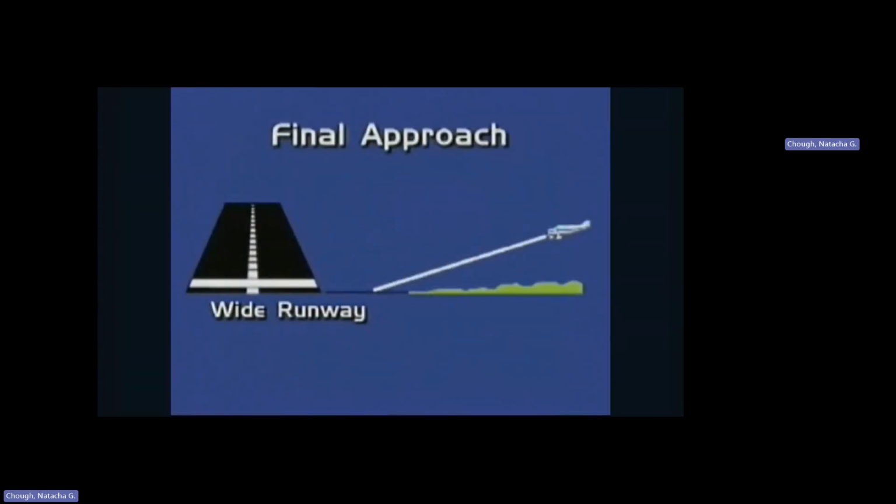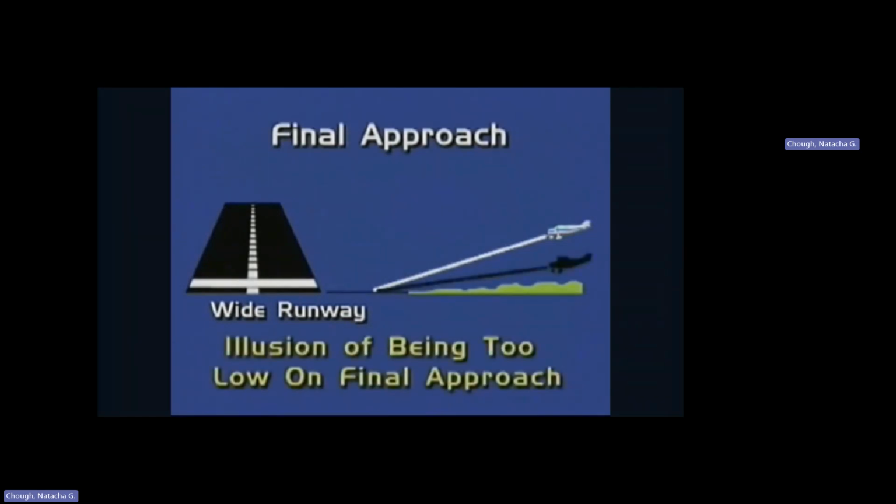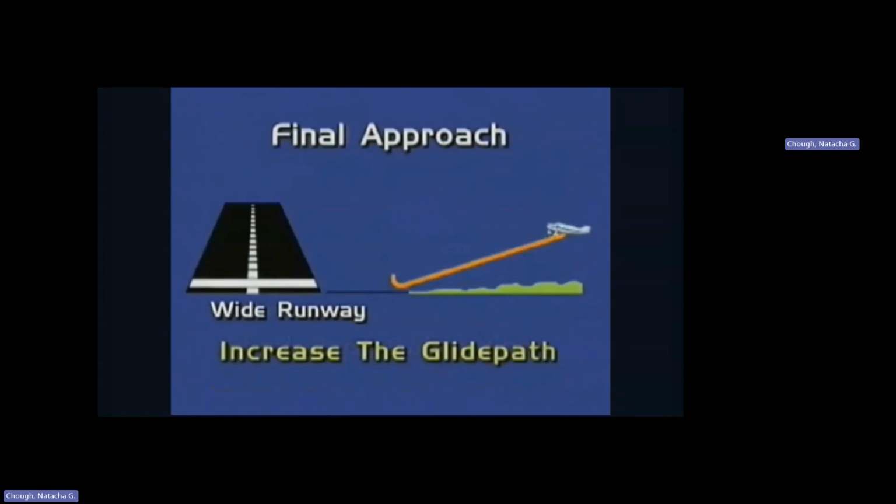An approach to an unusually wide runway may produce the opposite illusion of being low on final approach. If believed, you may respond by pitching the aircraft nose up to increase glide path, which may result in a low altitude stall or a missed approach.